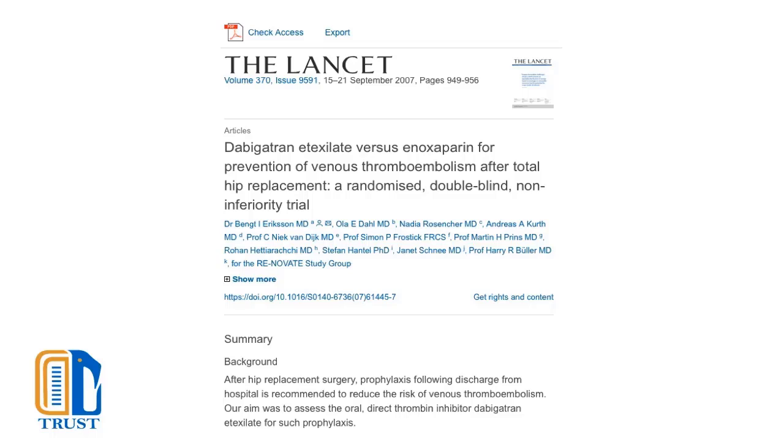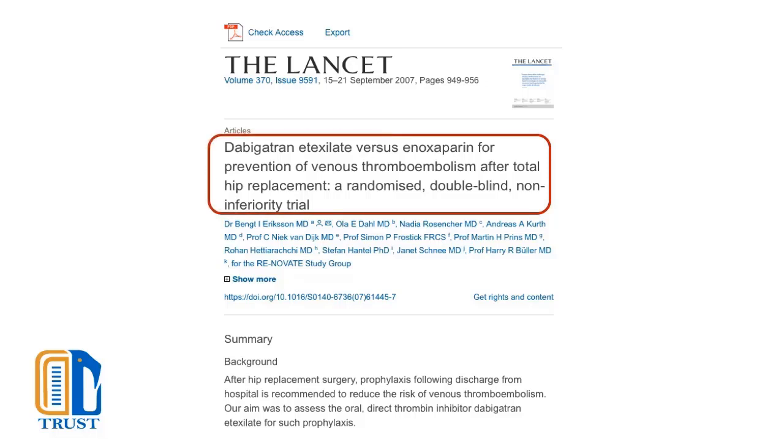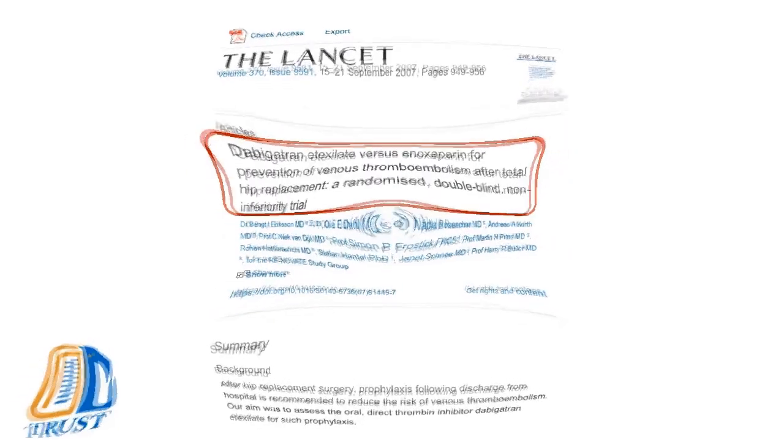Let's now take a study on the subject published in The Lancet in 2007. The efficacy of the classic enoxaparin in preventing DVT was compared to a more convenient oral anticoagulant, known as dabigatran. The authors have chosen to adopt the non-inferiority design, due to the considerable efficacy of enoxaparin, and the clinically irrelevant inferiority of the oral therapy.